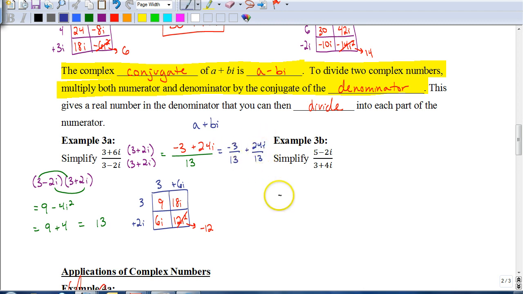Because now what I do is I look to see, is there anything that I can reduce here? 3 13ths can't reduce, 24 13ths can't reduce, so my answer remains negative 3 over 13 plus 24i over 13.